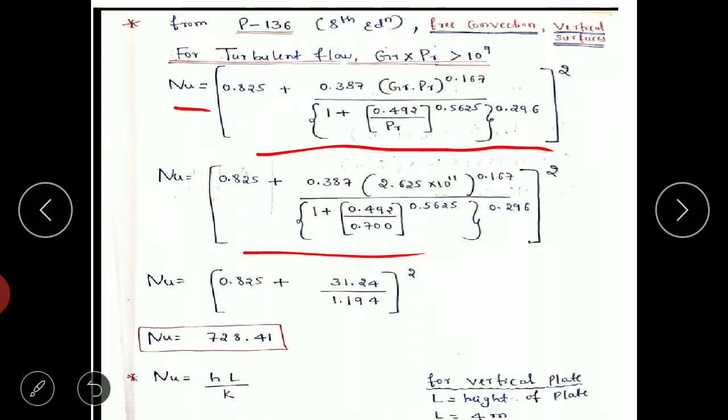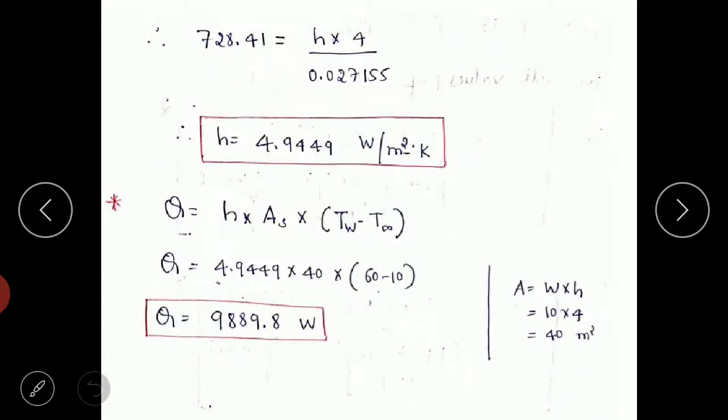So the formula is substituted and the value of Nu is calculated as 728.41. Further, with the help of the Nu value, Nu is equal to HL by K, so we will be calculating the H value. L is again the characteristic length, which is 4 meter in this problem. Then the K value is again taken from the property table at 35 degrees Celsius. So we get the value of H. Then we use this formula, Newton's law of cooling, Q equals H AS times TW minus T infinity.